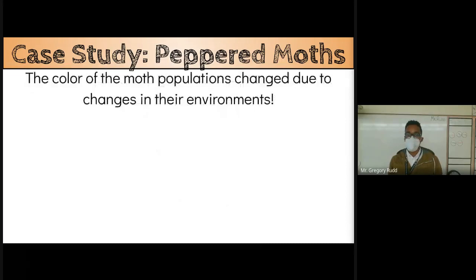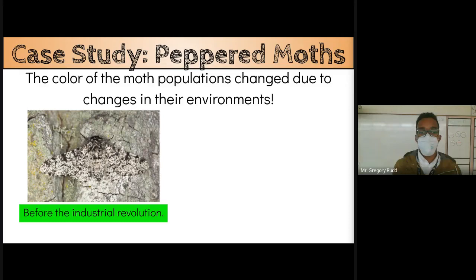So we could literally see, in the course of about 100 years or so, the color of the moth populations change due to changes in their environments. So before the Industrial Revolution, they looked like that. Afterwards, they looked more like that.